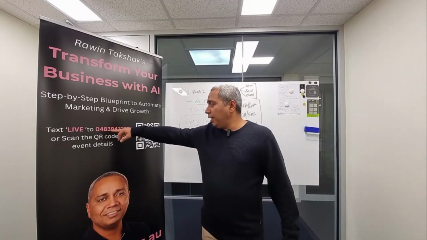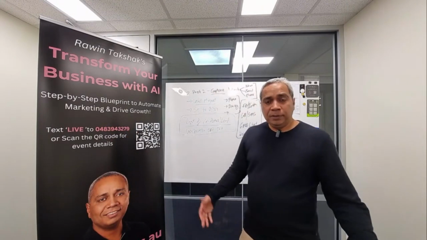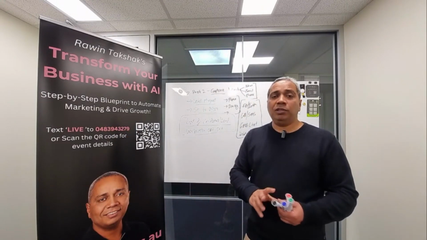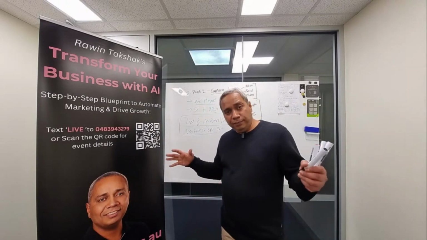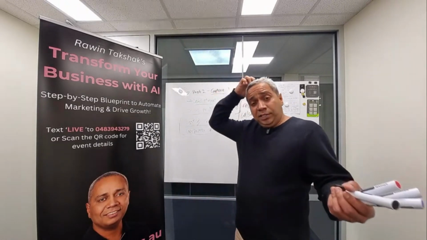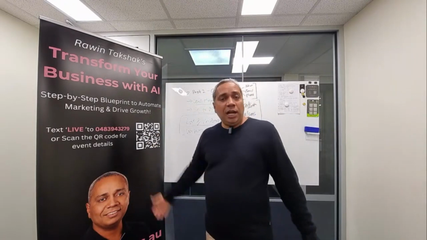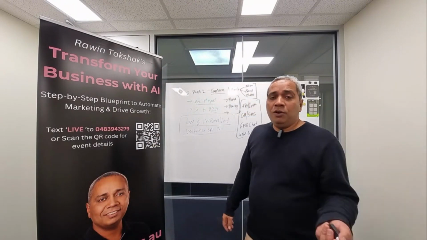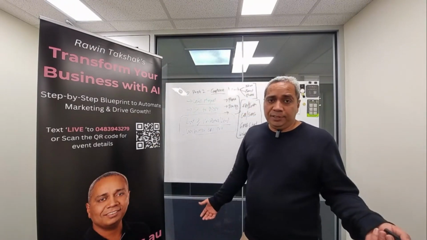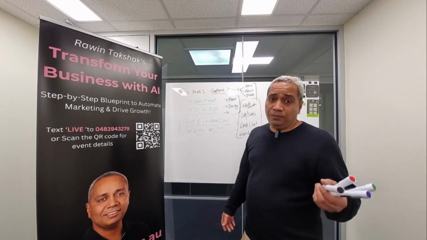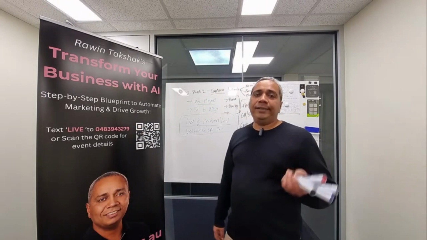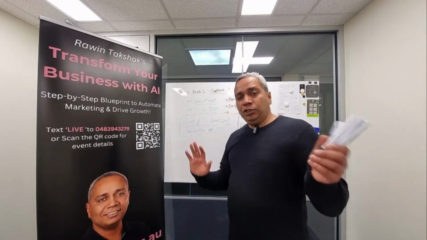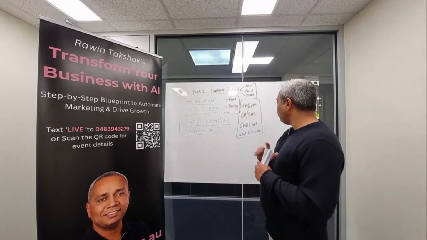So here's the thing. If you text me live to this number, what's going to happen? If you're already in my system, it will pre-populate all your information. If you're not, it will ask for your name, your phone number, and email address. It won't even ask you for the phone number, because when you text me this, your phone number is already captured. To give you a fair idea.